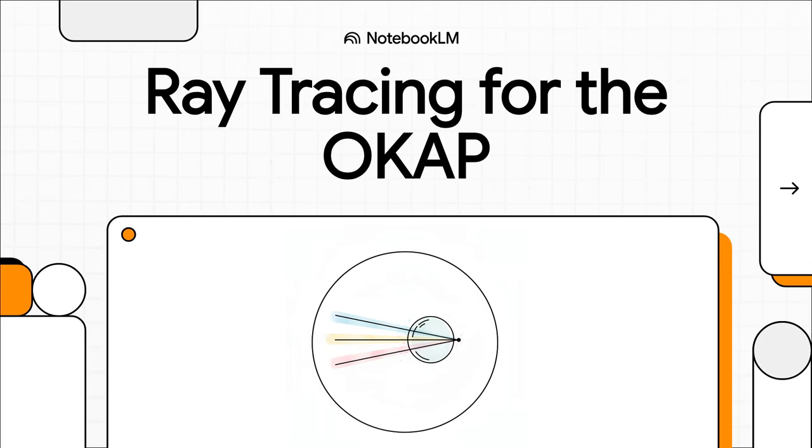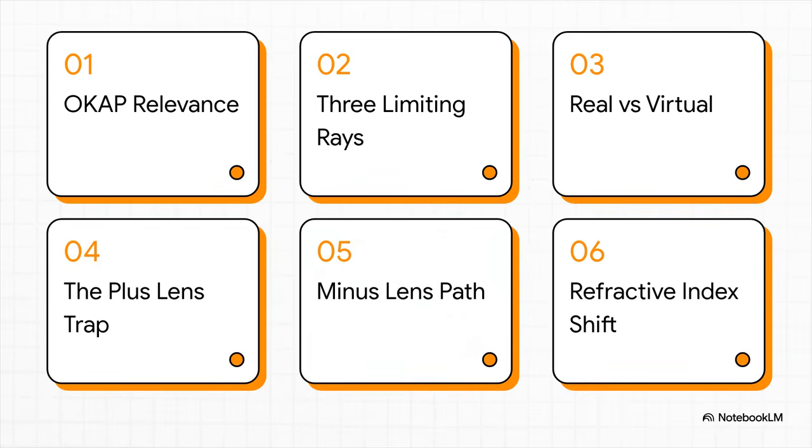Let's get started. Here is our clinical optics roadmap for today. We'll start with Section 1, the OCAP imperative. Then Section 2, the 3 golden rays. Section 3 is decoding real versus virtual. Section 4, the plus lens trap. Section 5, the minus lens curveball. And finally, Section 6, refractive index board pearls.